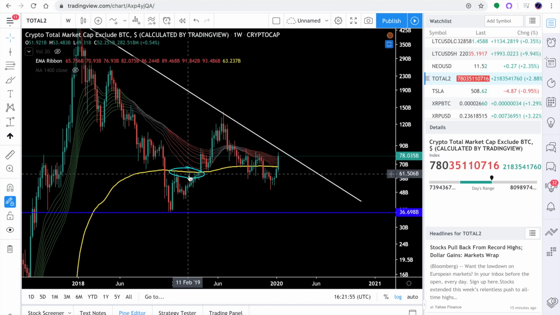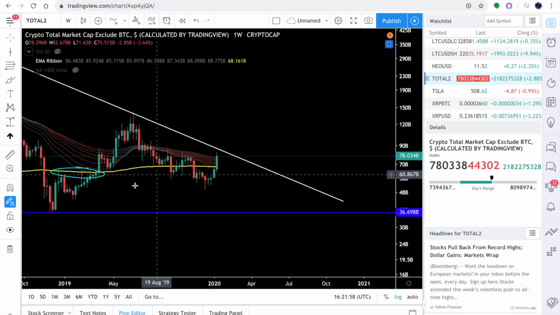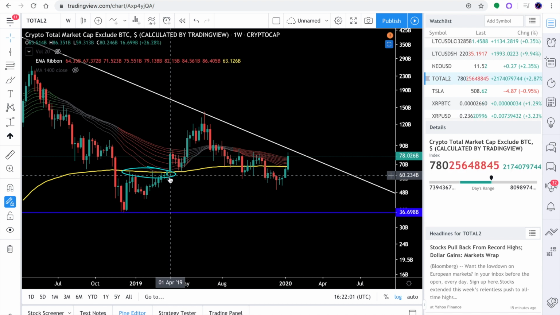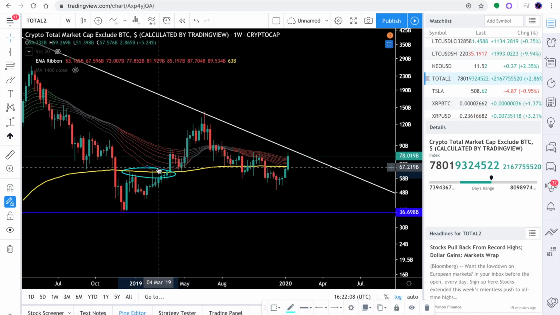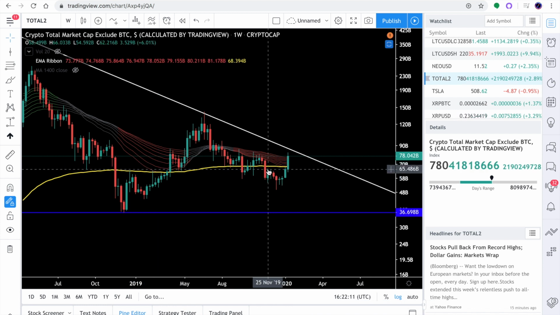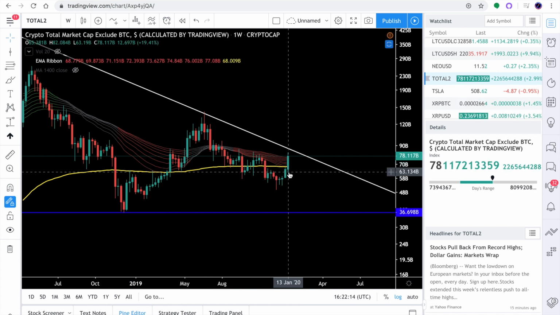So look at all the wicks. 1, 2, 3, 4. The 5th week, it broke it and closed over. The following week, it pierced back down below and then had a major candle there. So something similar here. We didn't quite touch it here. We touched it there. We pierced back down below here, and we came back up with a major candle.